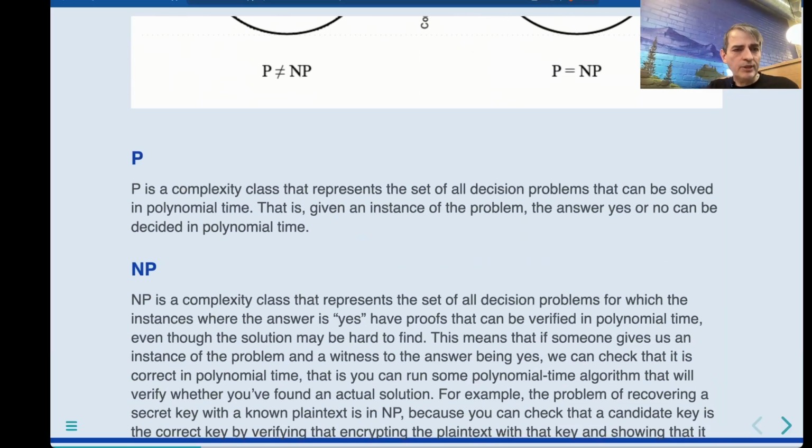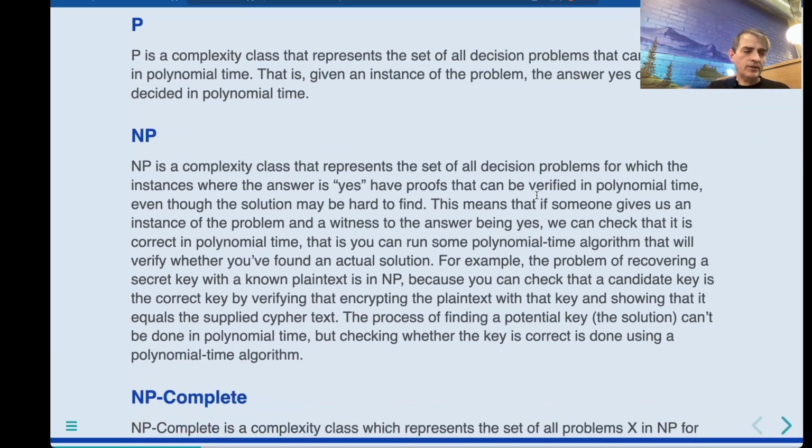So I've already mentioned the class P. This is a class where when we have a problem, we can solve that in polynomial time, and the answer can be decided in polynomial time. Now, NP, the next most important class, is one where, once we have a solution, that solution can be verified in polynomial time.